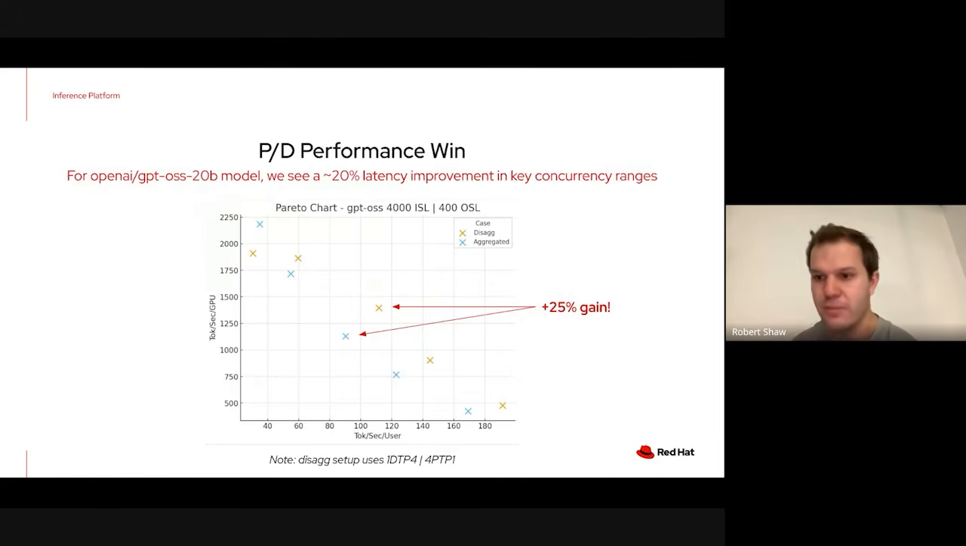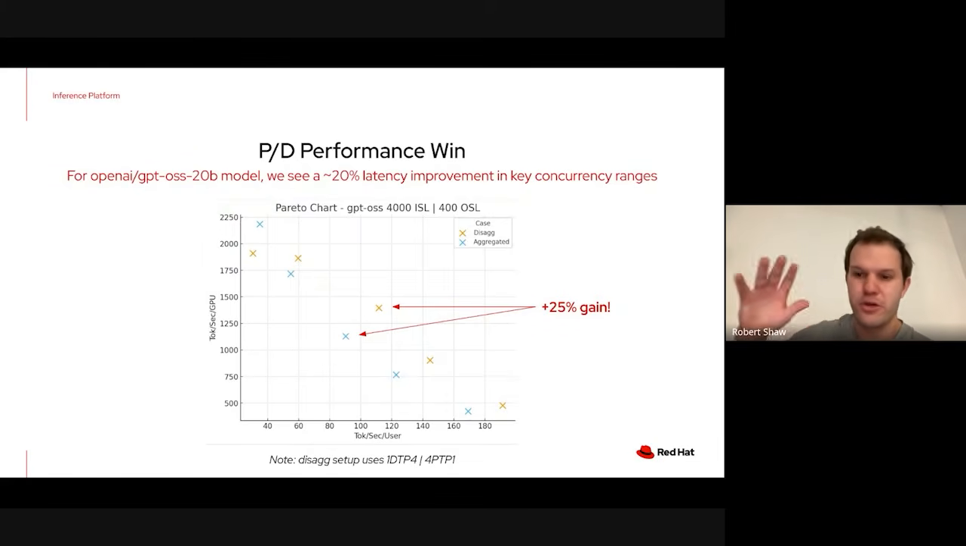This is what's called a Pareto chart, where the x-axis shows the latency, so the tokens per second per user, and the y-axis shows the tokens per second per GPU, so the throughput. In general, you want to be up and to the right. This is the Pareto frontier, and what we can see is that the latency in the disaggregated case for a similar level of throughput is much improved.